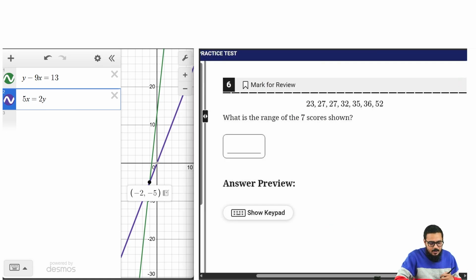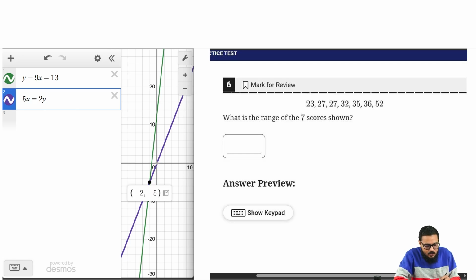What is the range of the 7 scores shown? So range, how do you calculate range in statistics? Range is always the highest value minus the lowest value of the set. So what is the highest value that you see in your set? I think the highest value is 52 and the lowest value is 23. So I can just write this down as 52 minus 23, right? So what is 52 minus 23? That's 29. So 29 should be the right answer for this question.